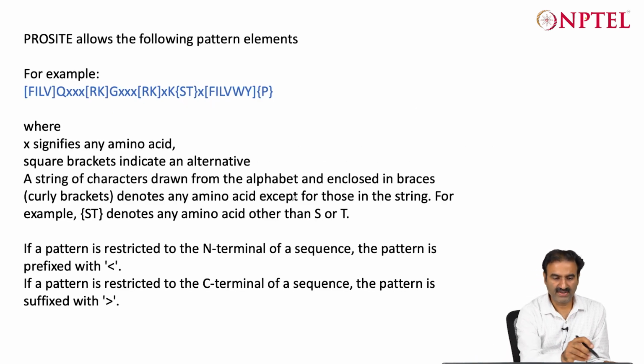Okay, so in this square bracket you can see that this is position number 1, and F, I, L, V. Among these 4, any one can come here, followed by Q, then any 3 amino acids XXX, then among R and K only one of those can come, followed by G and any 3 amino acids, and like that. This curly bracket means that anything can come but not this, not S or T.